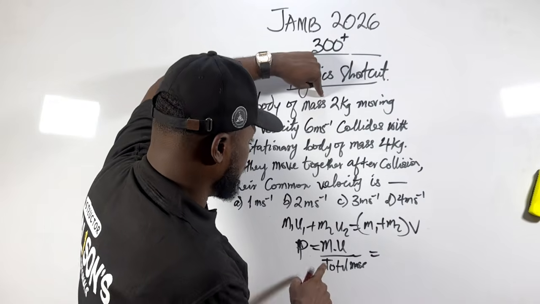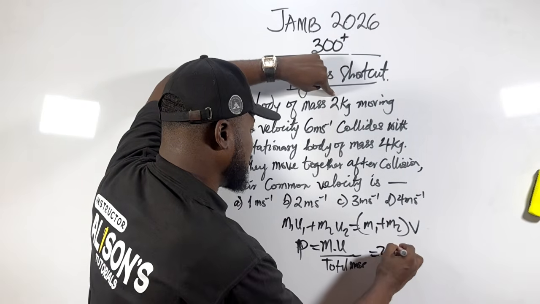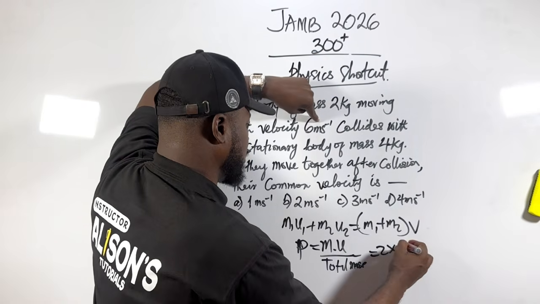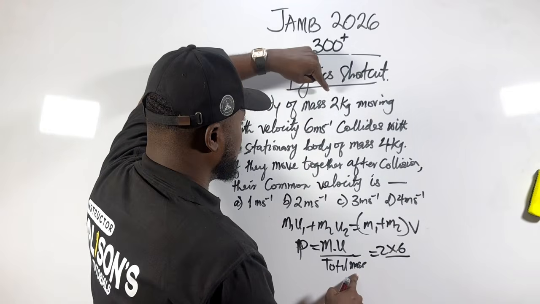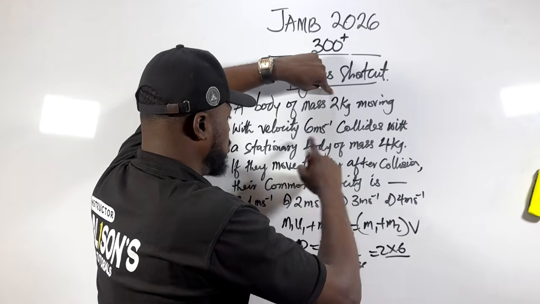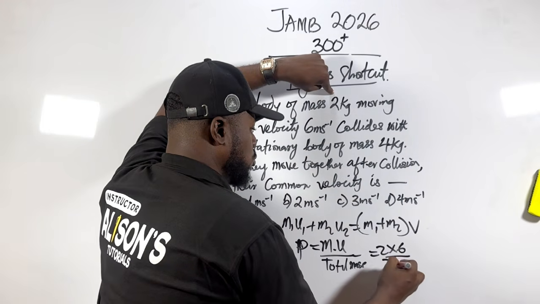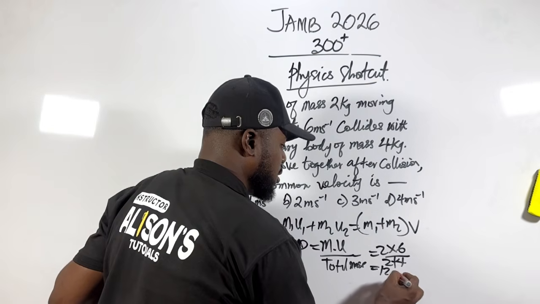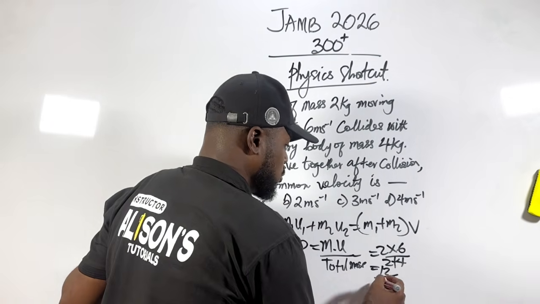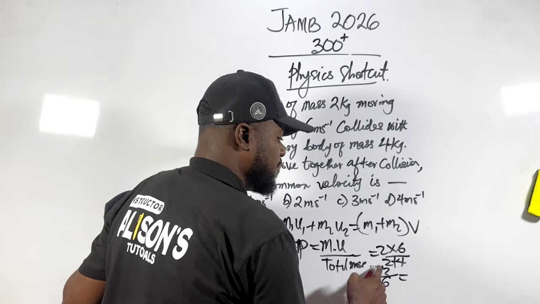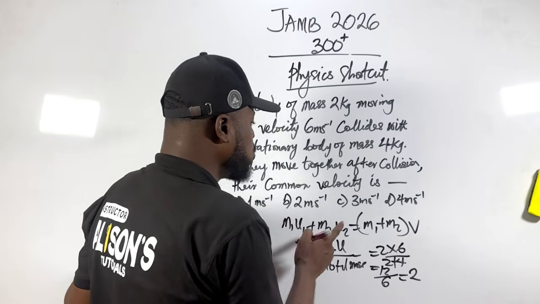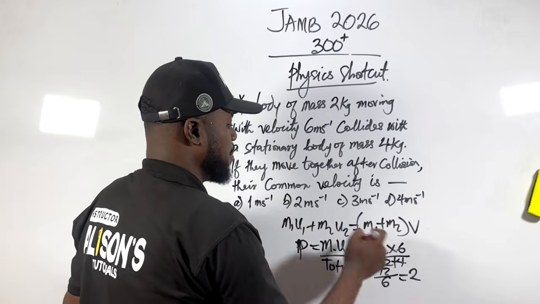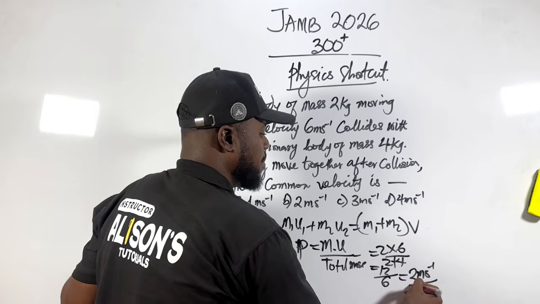See, mass is 2 kg times velocity 6, divided by total mass, which is 2 kg plus 4 kg, where they give you 2 plus 4 inside this question. Now, my people, what is 2 times 6? It is 12, divided by 2 plus 4, which is 6. If you divide 12 by 6, it gives you 2. That is the common velocity, in meters per second. That is the final answer.